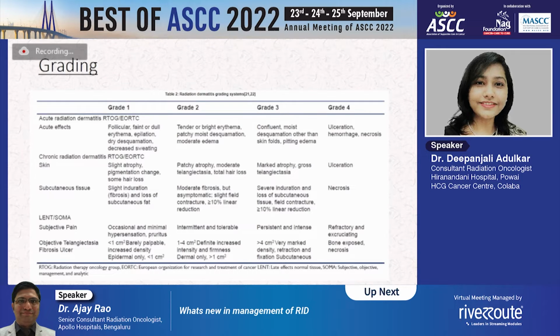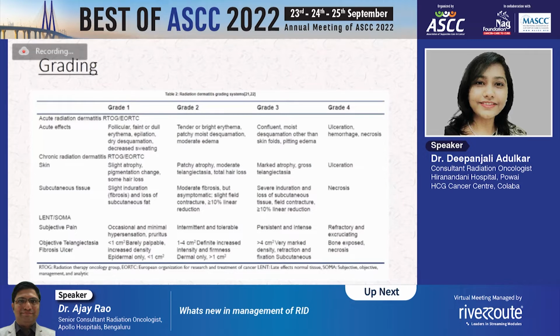So grade 1 acute radiation dermatitis is just faint or dull erythema. There's dry desquamation, there's epilation. Grade 2 is bright erythema, with patchy moist desquamation or moist desquamation in the skin fold area. And grade 3 is confluent moist desquamation in areas other than the skin folds. And grade 4 is ulceration.